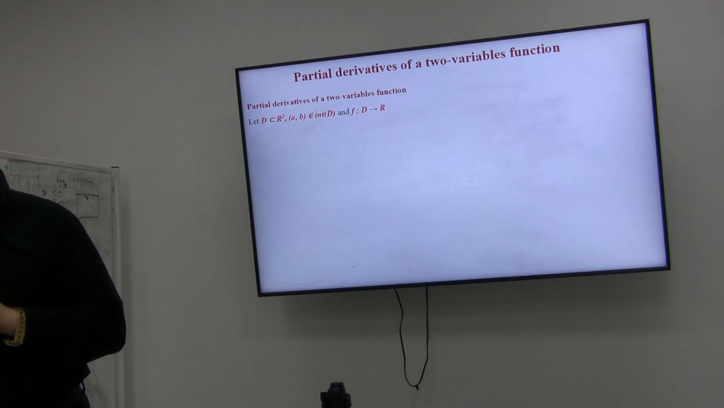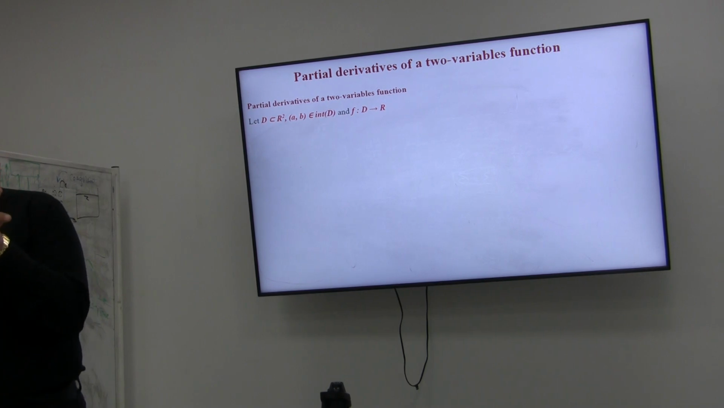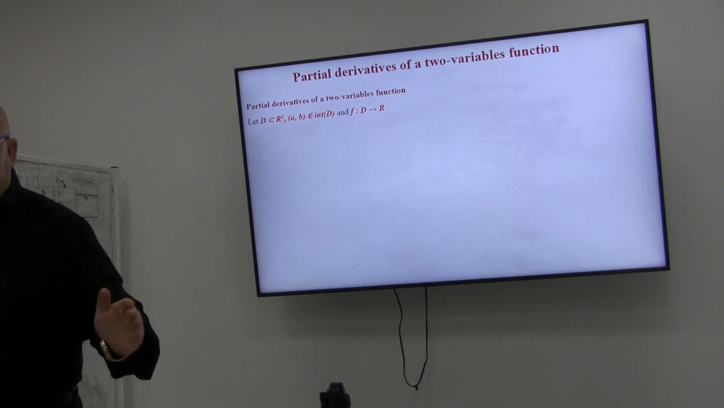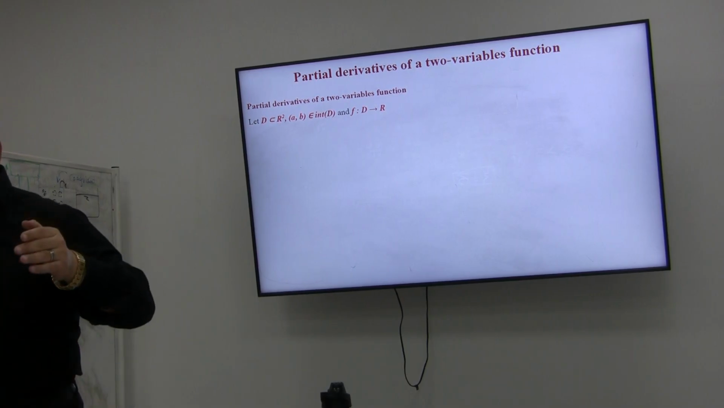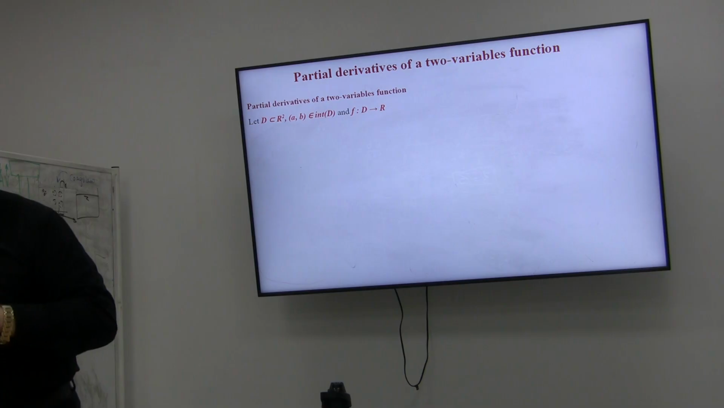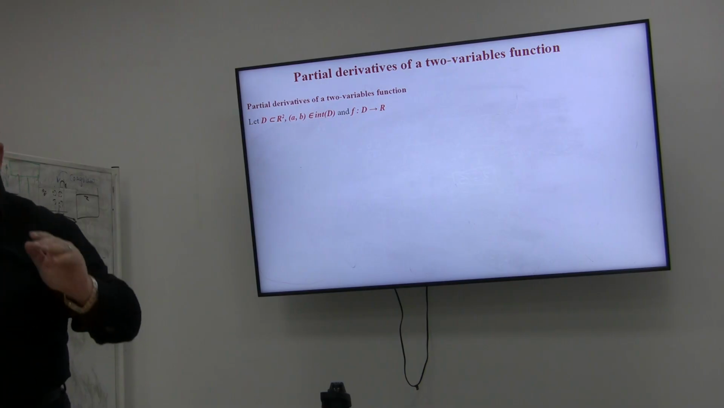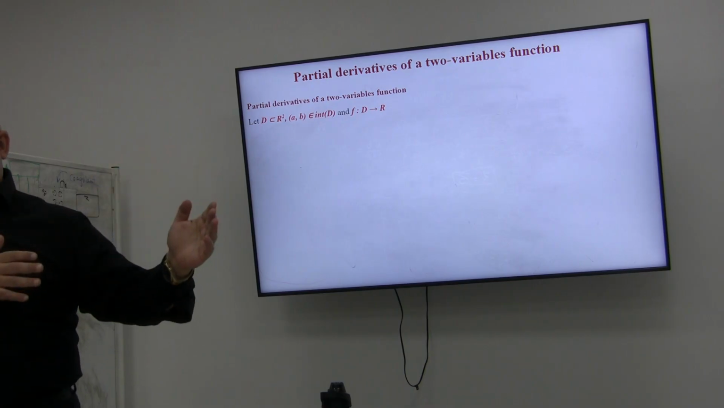If I'm in 3 dimensions, I will have partial derivative with respect to x, partial derivative with respect to y, partial derivative with respect to z. If I am in n variables, I can differentiate n times. Differentiating the function with respect to x1, differentiating the function with respect to x2, with respect to x3, with respect to x4, up to xn.